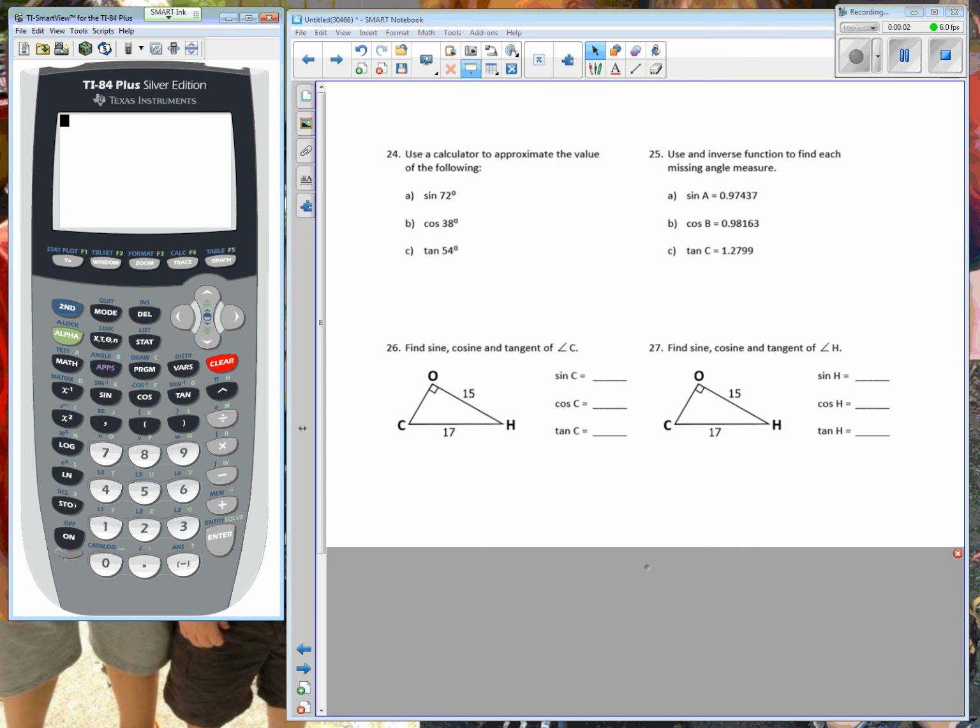All right, 24 through 27, we're using basic trig. 24 and 25 are basically typing these into your calculator. Make sure you're in degree mode. If you press mode, see the third line down, make sure you're in degrees.